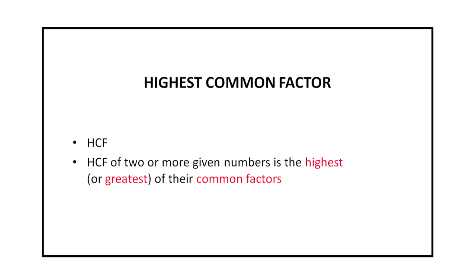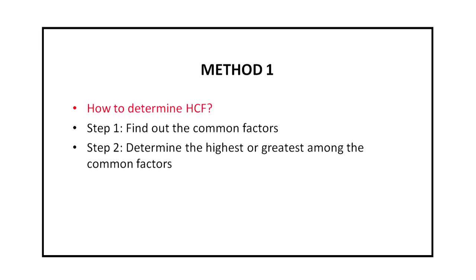So we have got one more thing to do. Find out the factor that is highest or greatest among the common factors. And this will help in the determination of the highest common factor. Method 1. There are different methods to determine HCF. Step 1. Find out the common factors. It's a simple thing to do. We have just now learned how to determine the common factors of numbers. Step 2. Determine the highest or the greatest among the common factors.